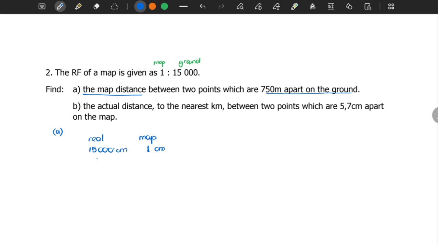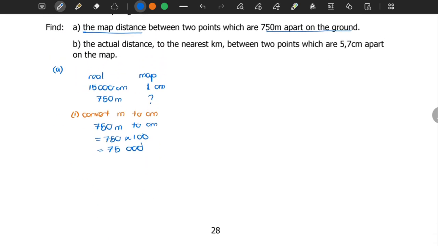What about when we have a real distance of 750 meters? What is the map distance, right? So the first thing we have to do is convert meters to centimeters. So we have 750 meters to centimeters. That's going to be multiplied by 100, which is going to be 75,000 centimeters.